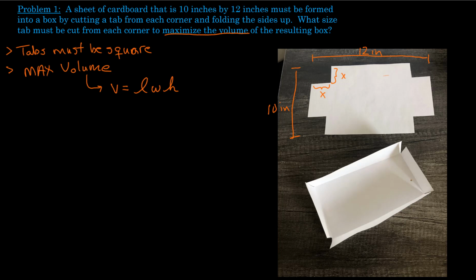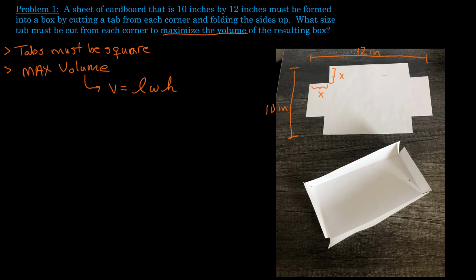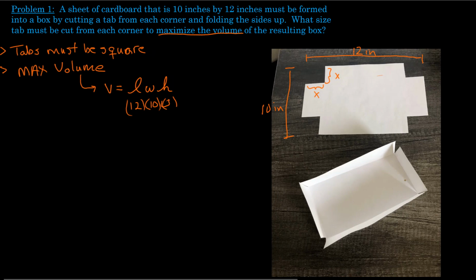Okay, so I'm getting some information down. What I want to be able to do is figure out the volume of the resulting box. Notice it's not going to be a length of 12 and a width of 10. Because if I use the length of 12 and the width of 10, how tall is it? Well, we haven't folded anything up and our height is 0, so the volume's going to be 0.